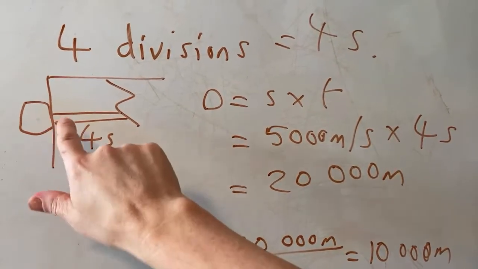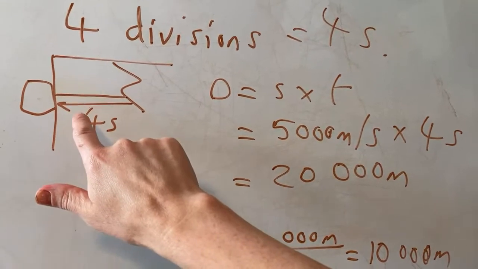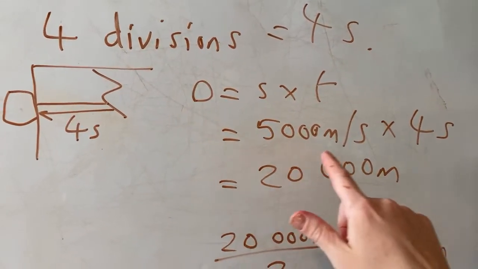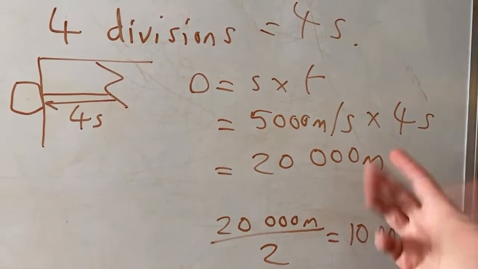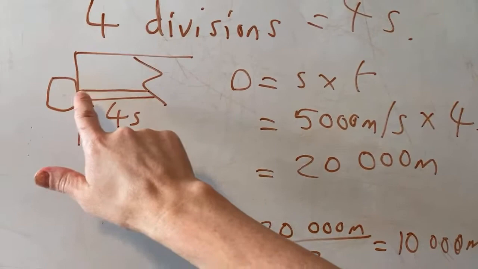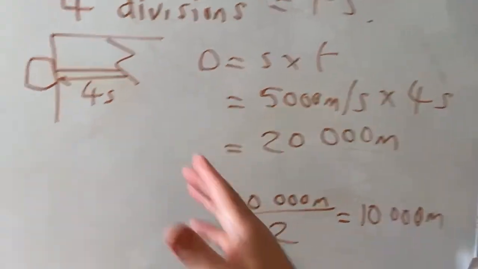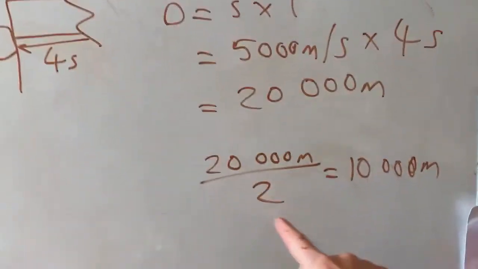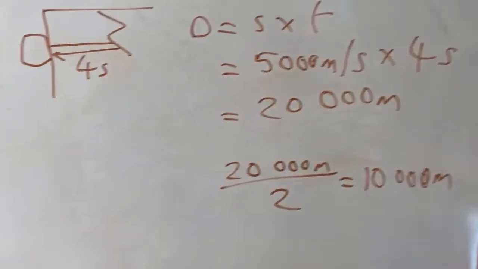So it took 4 seconds for this ultrasound wave to get to the crack and then come back again. So I'm going to do distance equals speed times time, which is 5,000 meters per second times 4 seconds, which is 20,000 meters. But I've used the seconds as being the amount of time it took to get to the crack and come back. So I have to halve that to get the distance just to the crack. So I get 10,000 meters, which is obviously completely ridiculous.